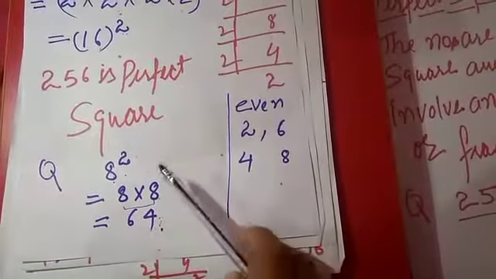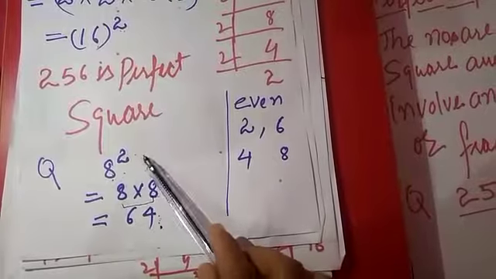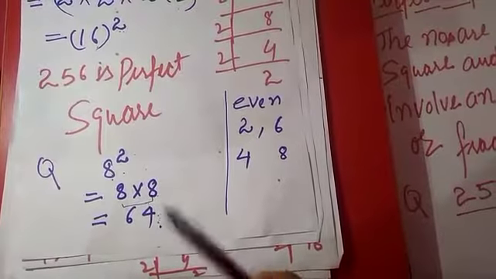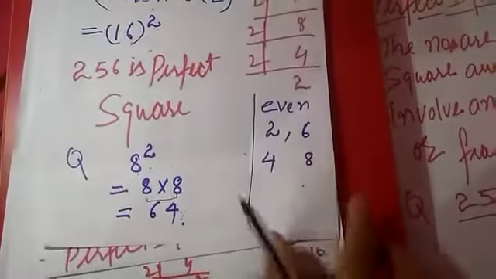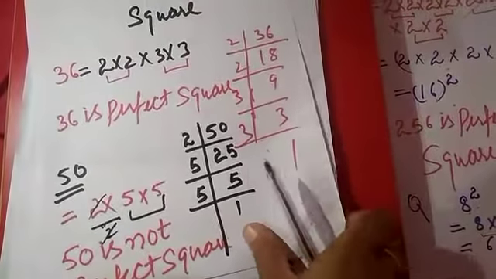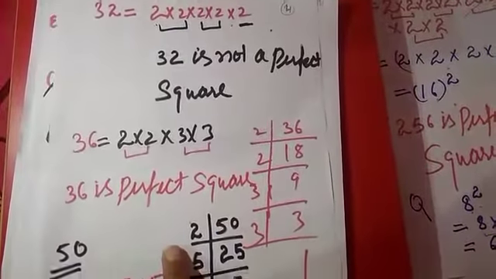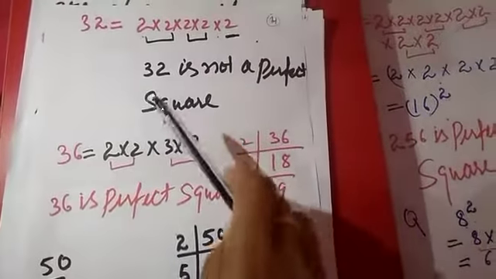This example is simply showing the square of a number, like 8 square is equal to 8 multiplied by 8, which is equal to 64. In the next example we will discuss the perfect square again. Let's take the example of 32. See, is 32 a perfect square or not?